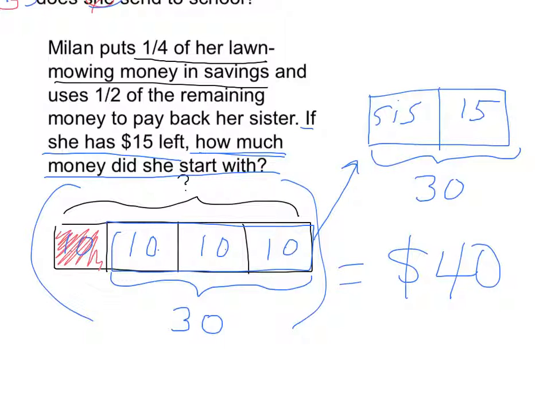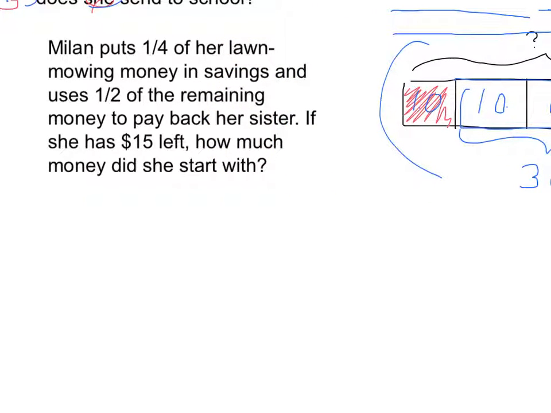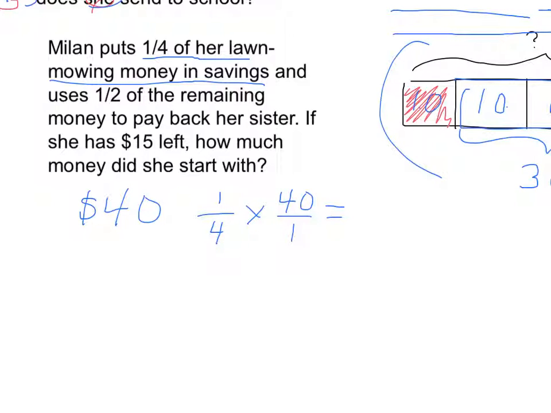So let's take this $40 and walk through the story and see if it makes sense. Okay, so she's got $40. This is what she made from lawn mowing. She's going to put a fourth of that in savings. Okay, hold on, I'm going to move this up so we have some room. So she's got the $40, and it says she put a fourth of her money in savings. So let's find 1/4 of 40. Divided by 4, I know is 10. So she put $10 in savings.